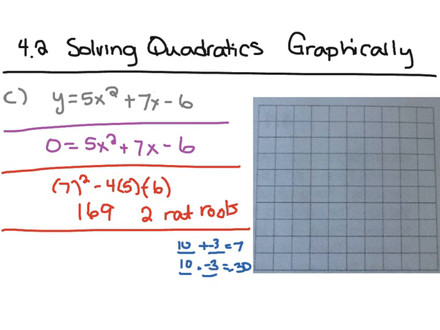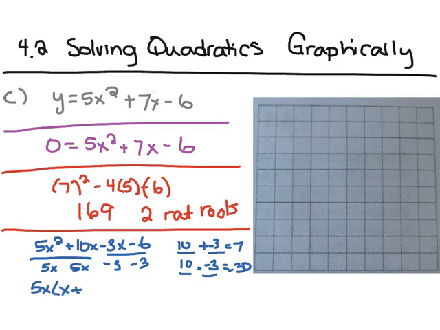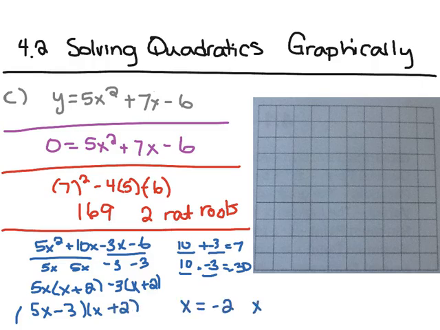So to factor, we're going to have 5x squared plus 10x minus 3x minus 6. Factor out 5x and negative 3. We have 5x times x plus 2, minus 3 times x plus 2. So our final answer is 5x minus 3, x plus 2. Therefore, our roots are x equals negative 2, or x equals 3 over 5. It's positive, so it's opening up. So our graph is going to look something like this.